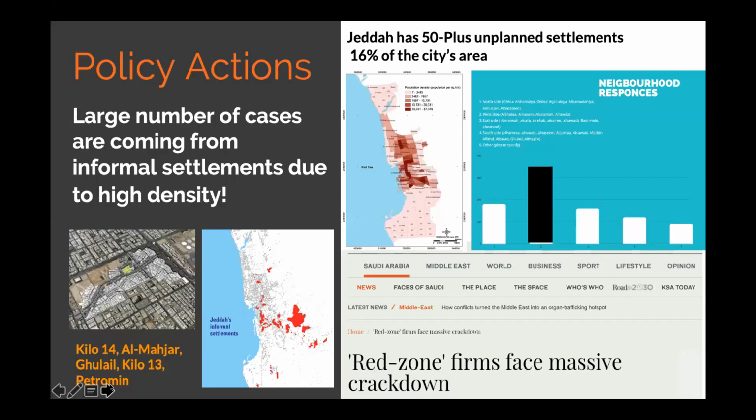One more thing that I would like to mention before we move on is the reason why it was so difficult to manage the corona spread globally. For instance, these are basically the high-density areas in a city. During this time, what we found out is that Jeddah had 50 plus unplanned settlements, and those informal settlements were the hardest to control because they were highly dense, closely packed together.